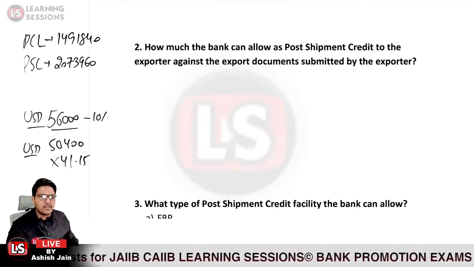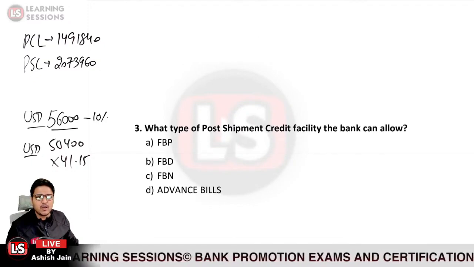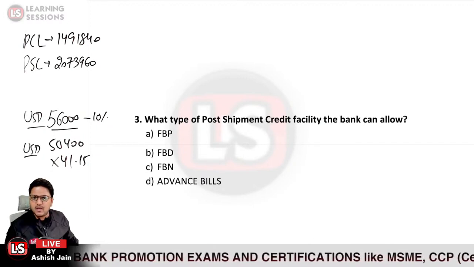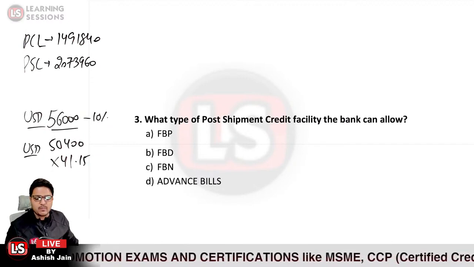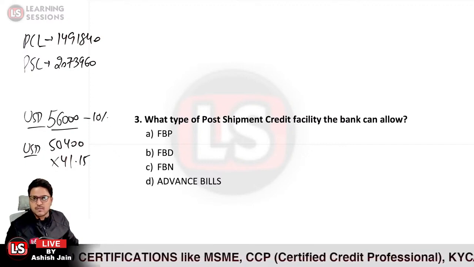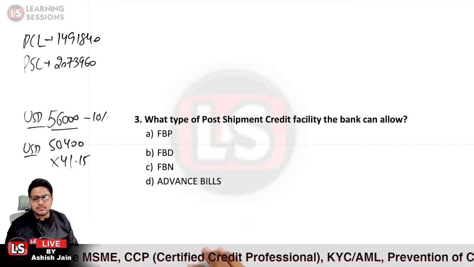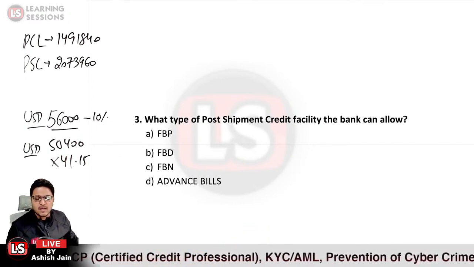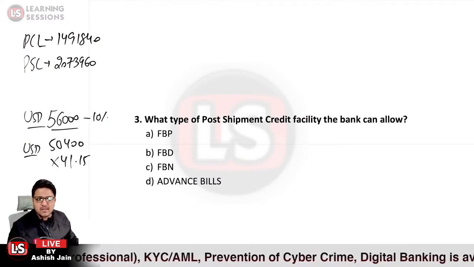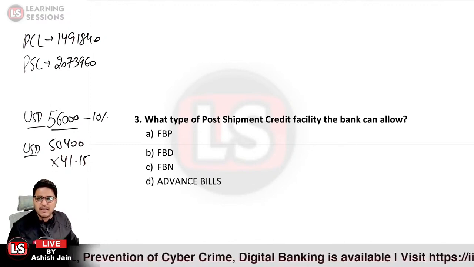The third question says, what type of post-shipment credit facility can the bank allow? What would be the answer related to it? The options are FBP, FBD, FBN, advance bills. So FBP is related to bill purchase, FBD is related to bill discounting, and FBN is related to foreign bill negotiated.